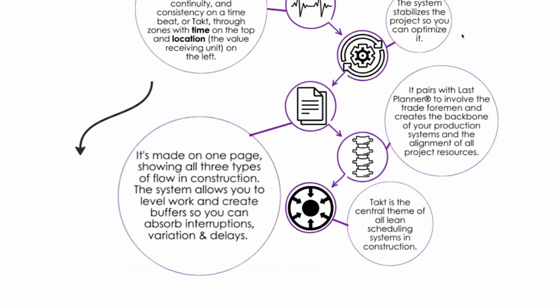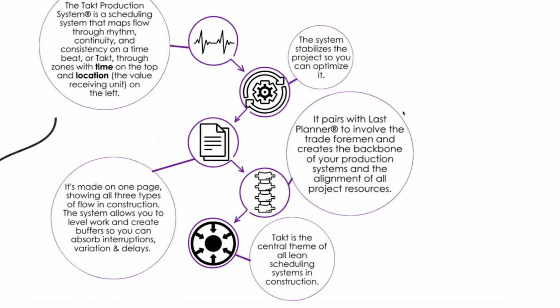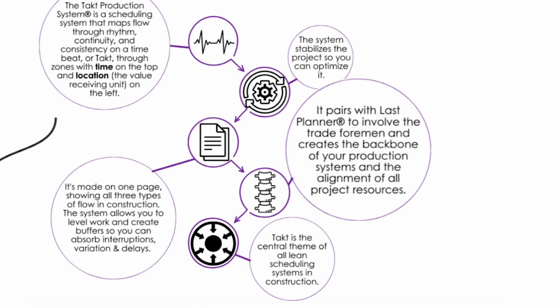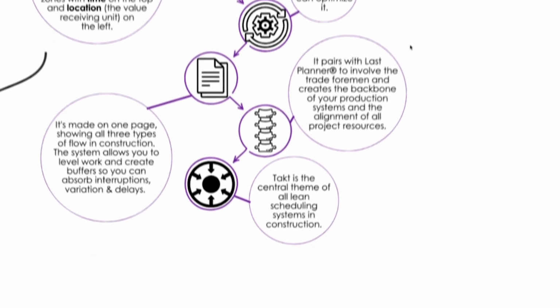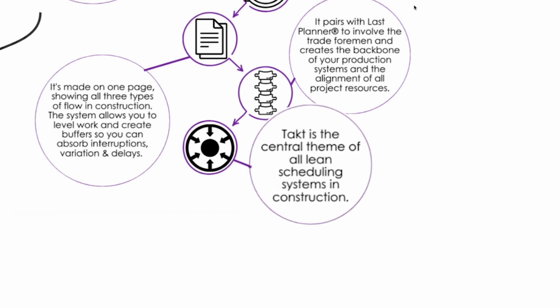The system allows you to level work and create buffers so you can absorb interruptions, variations, and delays. It pairs with Last Planner perfectly and beautifully to involve the trade foreman, and it creates the backbone of your production system and the alignment of all project resources. Takt is the central theme of all lean scheduling systems in construction.